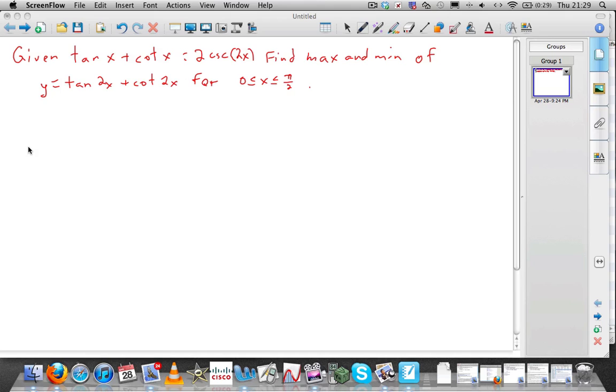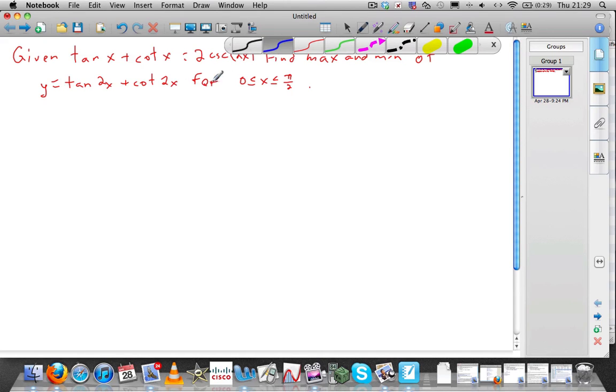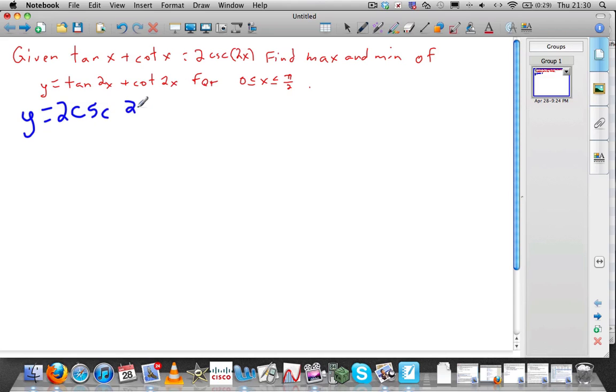We need to consider the graphs because we don't have a calculator. So essentially, given the information, we can rewrite this, let's pick another color. I like red because it's nice and thin, but let's try blue. We're looking at the properties of 2 cosec 2x, and that is 2 over sine of 2 times 2x, using what we're given. That gives us 2 over sine 4x.